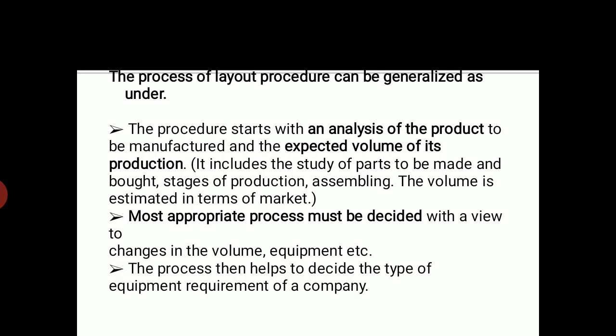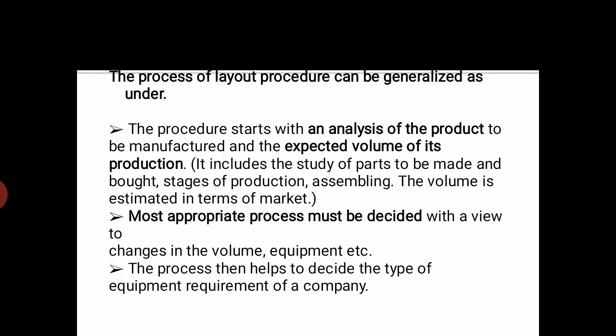So that if any changes are required, say I need to make more products because of higher demand, or fewer products because of a fall in demand, I can make the adjustment easily. That is what deciding on the appropriate process means. So number 1 is analysis, and number 2 is deciding the most appropriate process.